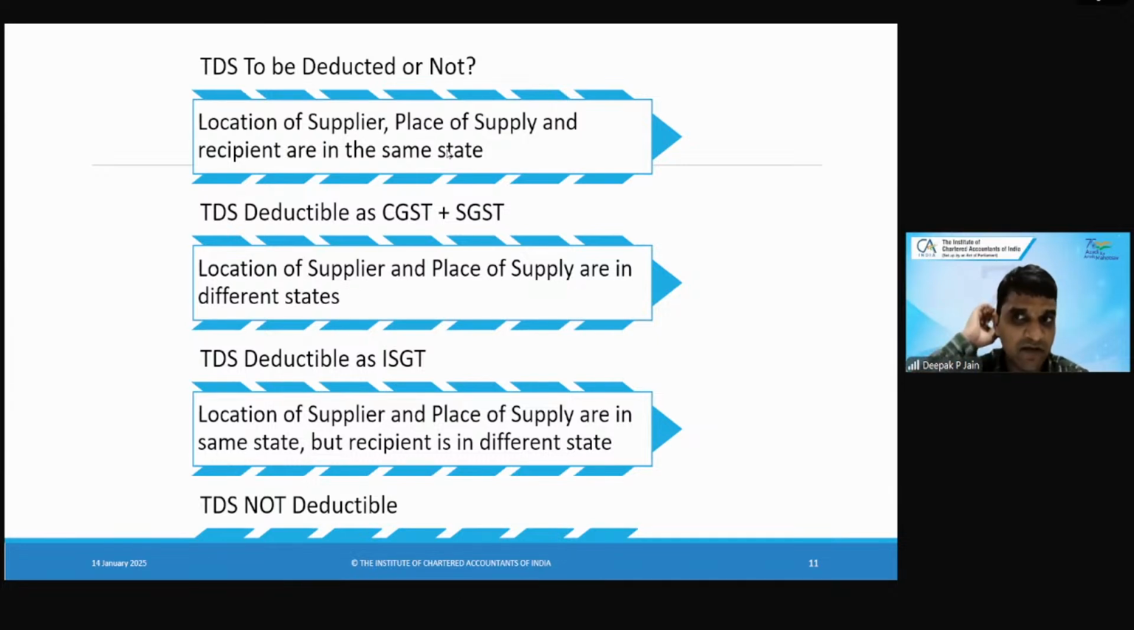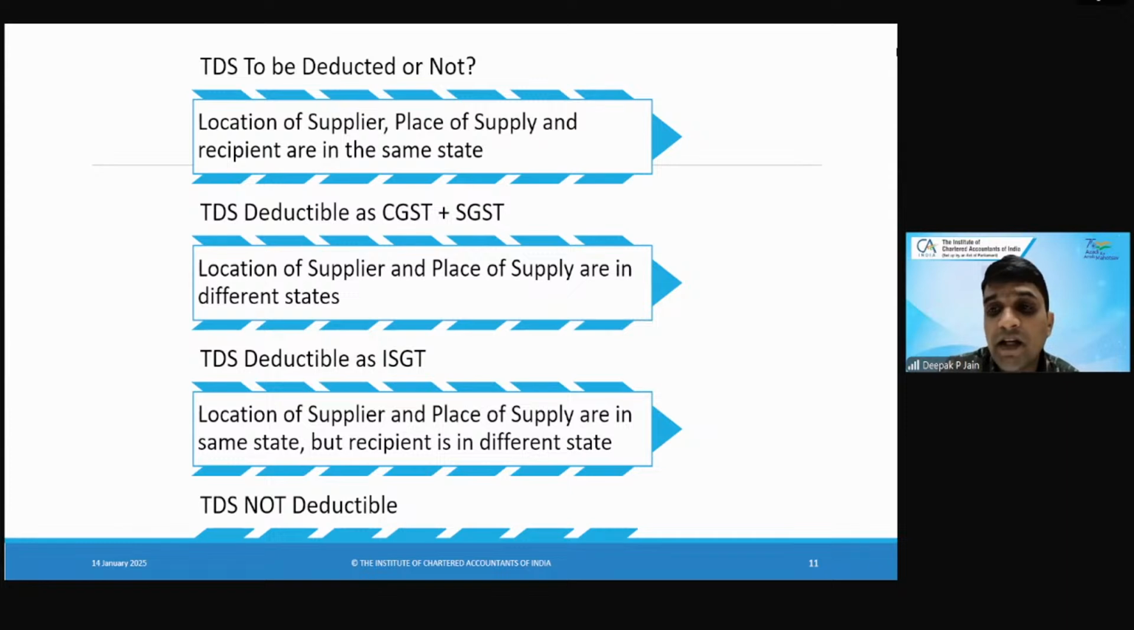So in your first example, where the supplier location and place of supply are in the same state and the recipient is in another state, no TDS, correct. But if the supplier is in Karnataka, and the place of supply and place of recipient are in Tamil Nadu, then TDS will not apply, because the location of supplier and recipient should be in the same state. Since both of them are not in the same state, GST TDS will not apply.